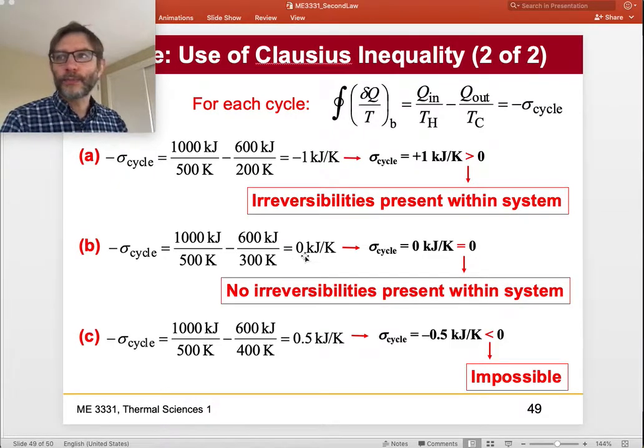Sigma is 0. When sigma is 0, it's a reversible cycle. That means there are no irreversibilities present in the system. It's a perfect Carnot cycle.